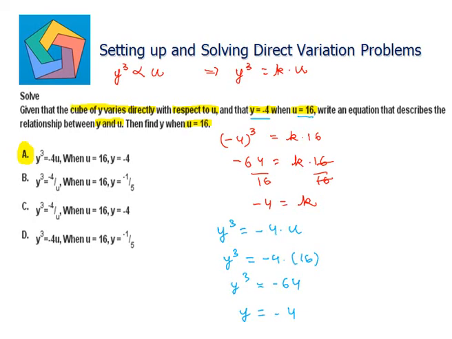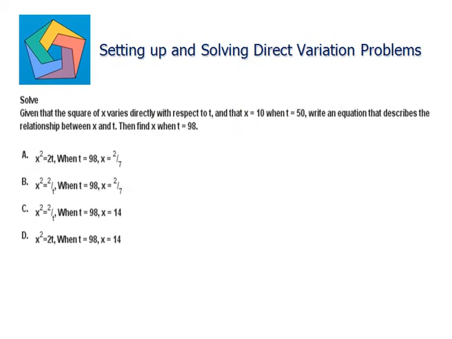Next problem. Solve. Given that the square of x varies directly with respect to t and that x is 10 when t is 50, write an equation that describes the relationship between x and t. Then find x when t is equal to 98. So square of x varies directly with respect to t. This implies x square is equal to k times t.